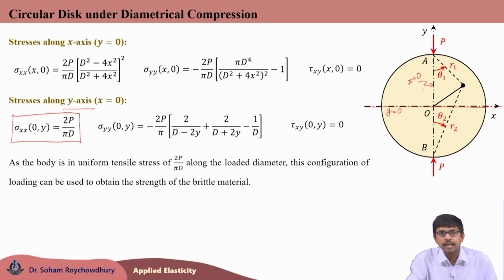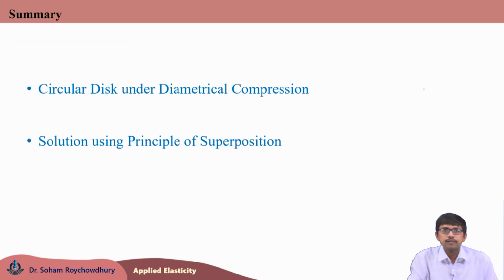And along those lines, we have some non-zero value of sigma yy and tau xy is 0. So, in this particular lecture, we discussed an important problem of a circular disc subjected to diametrical compression, which is solved using the principle of superposition involving the solutions of two Flamant problems and another state, which is the uniform radial tensile loading state. Thank you.